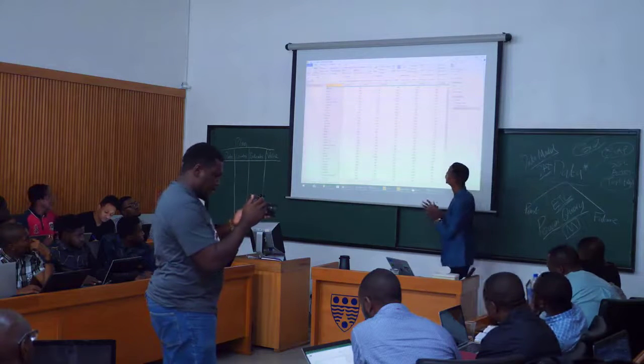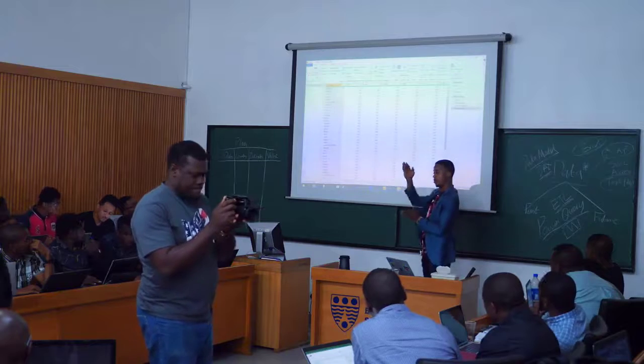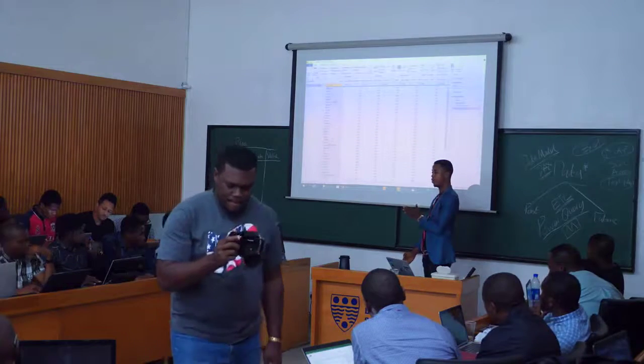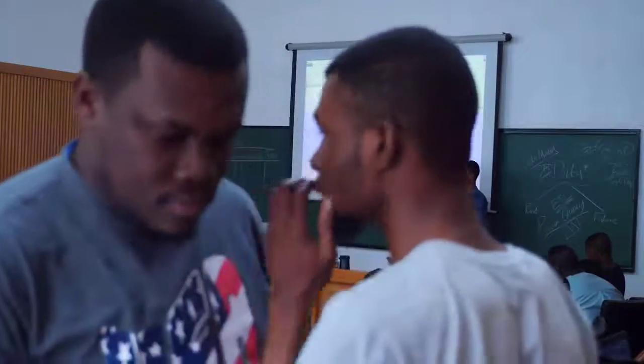The next thing we want to do now is to bring all these years into one single column, then all the values into one single column. So how do you think we can achieve that?